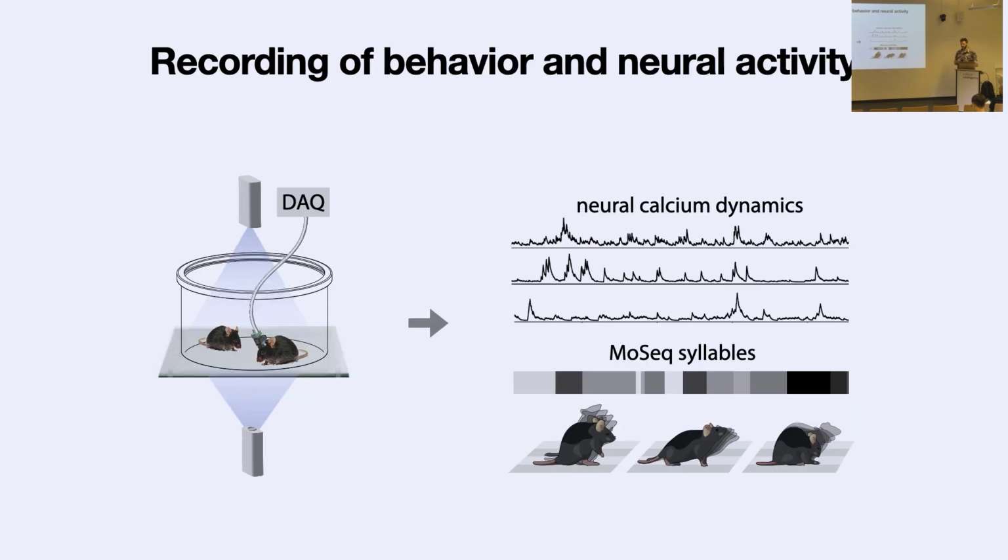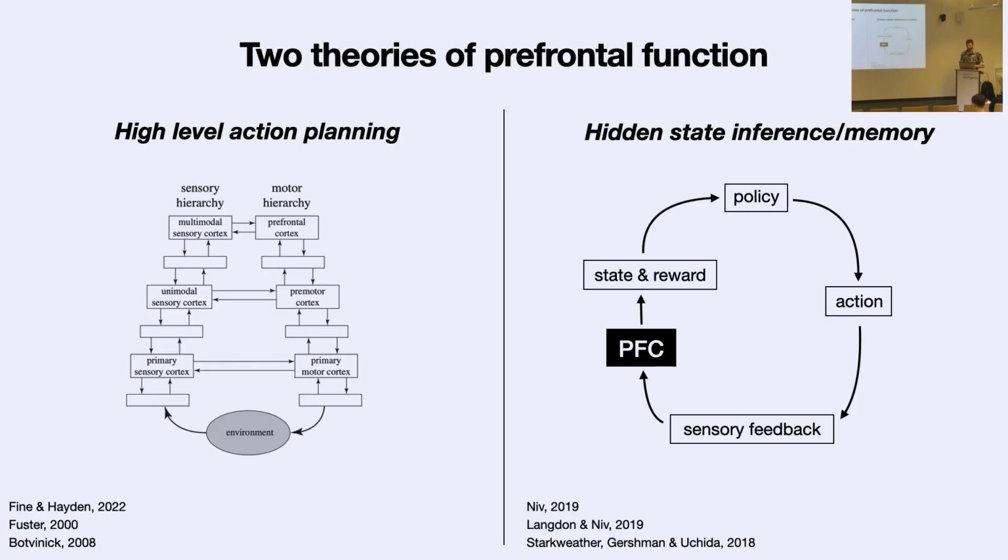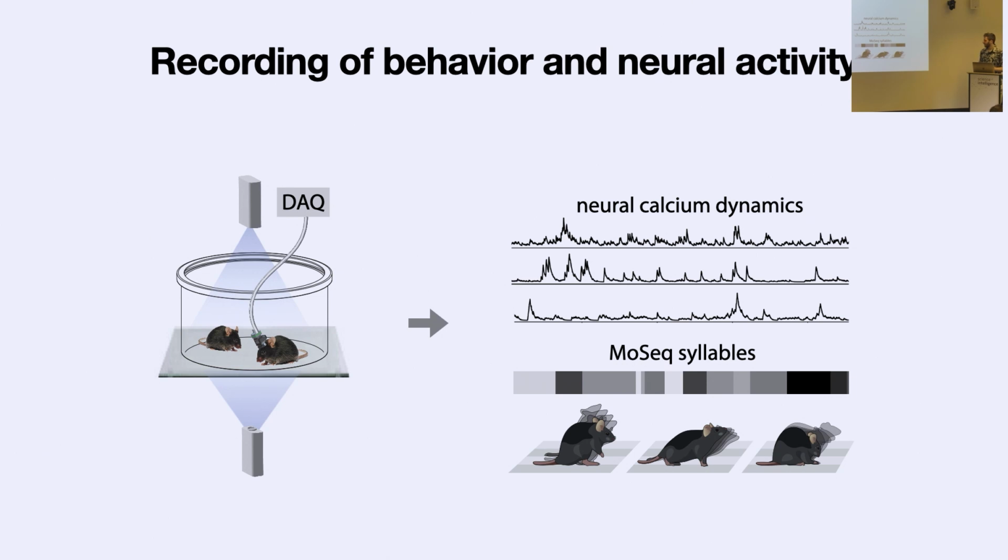So that's the experiment that I'm going to tell you about, and as a forecast, I'll say that I end up being a little more partial to this theory on the right. So that's the argument that I'll make. All right, so the experiment that we did is basically to put a mouse in an open arena.